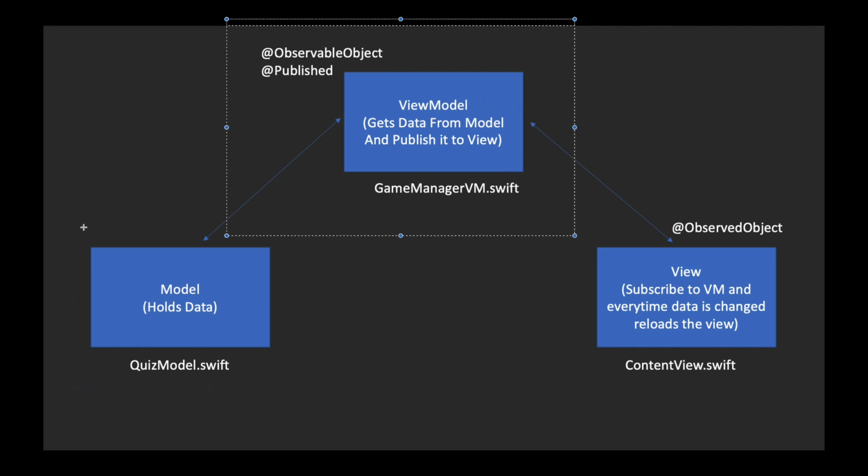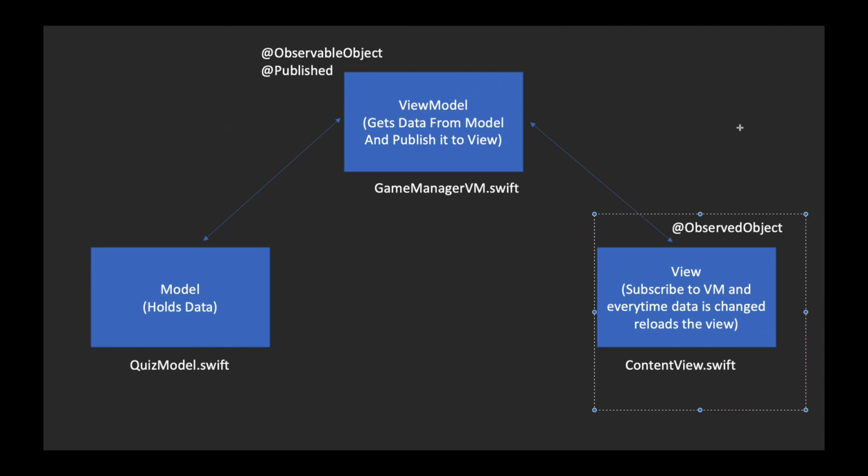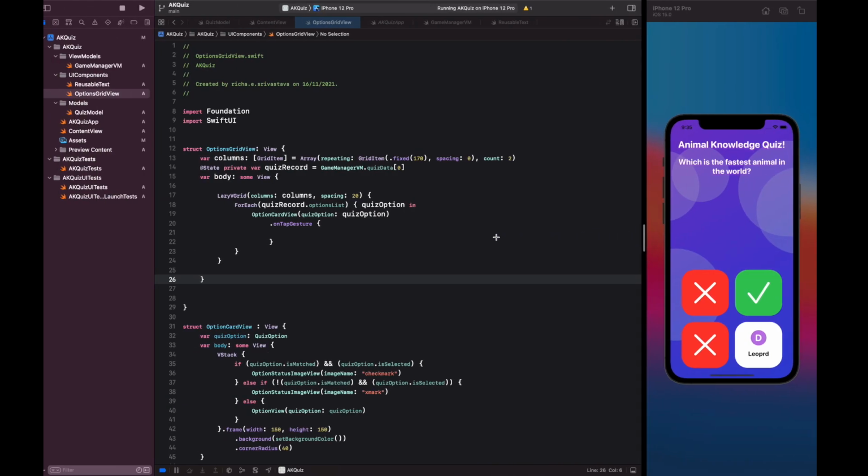Any changes in the model can be done by the view model, and any changes in the view model can be listened to by the view through this subscription pattern, right? By subscribing to the view model. That's all we are doing. So that's what we will do over here.